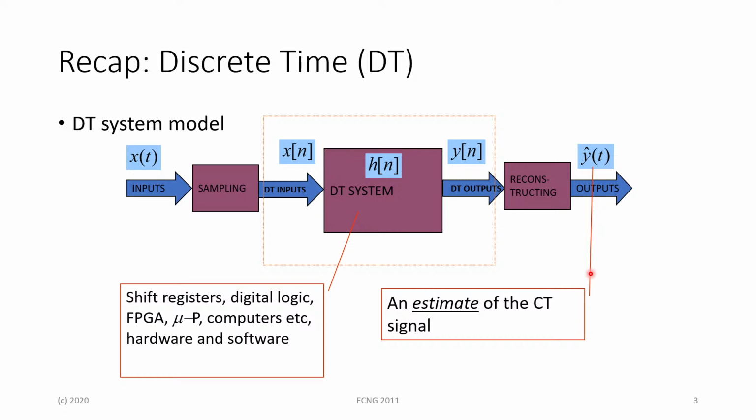So any discretized time system in particular can be any sort of digital system that you may encounter, being like your registers, your FPGAs, microprocessors, anything related hardware and software wise. That is a good example of a discretized time system.